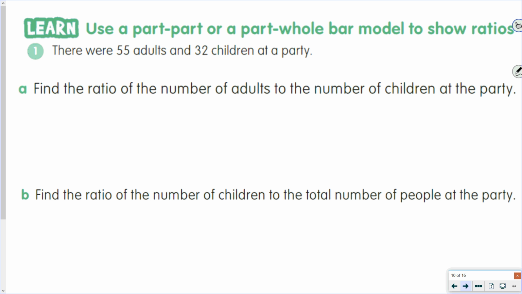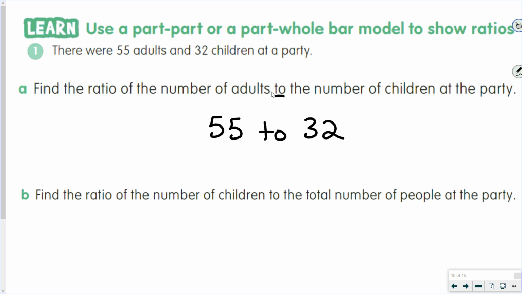It's going to be extremely important that you answer the question that you're being asked, which means you do need to read things carefully. There might be a little bit of extra work that you have to do. So there were 55 adults and 32 children at a party. So we want to find the ratio of the number of adults to the number of children at the party. So again, we're going to find the word to. Since the number of adults is listed first, we put the number of adults first. Number of children is listed second, so we put the number of children second. And so our ratio is 55 to 32.